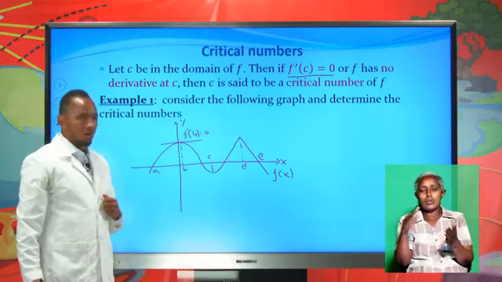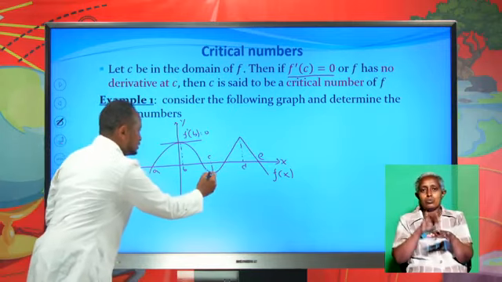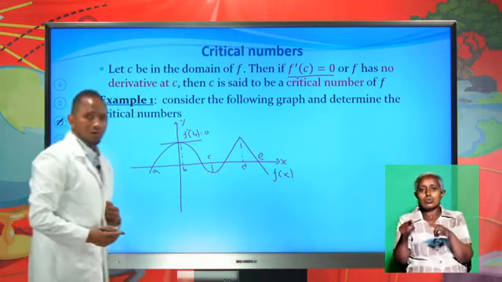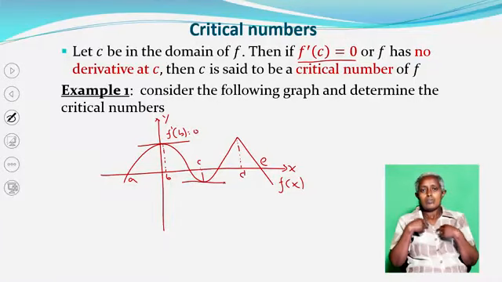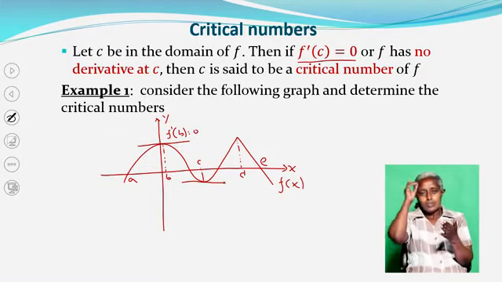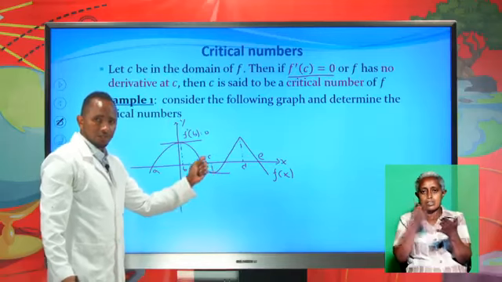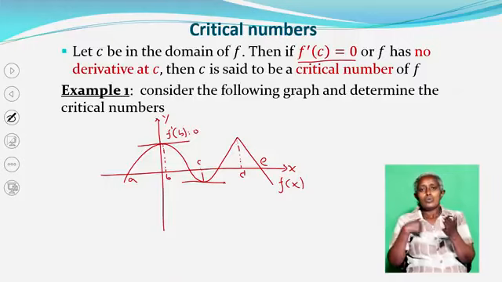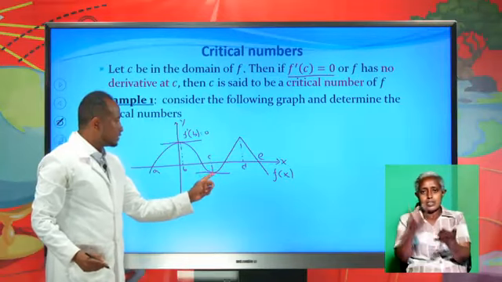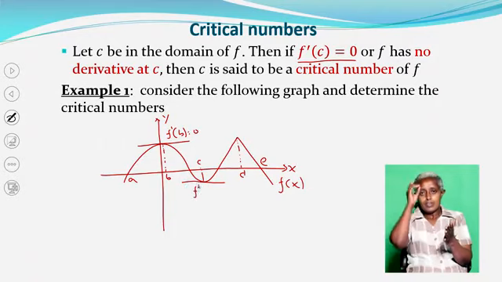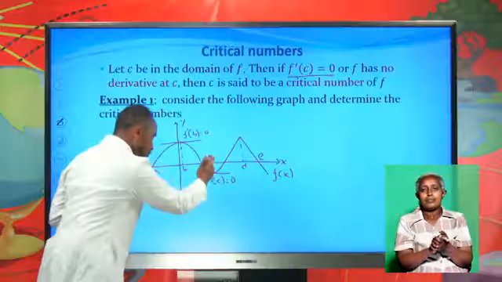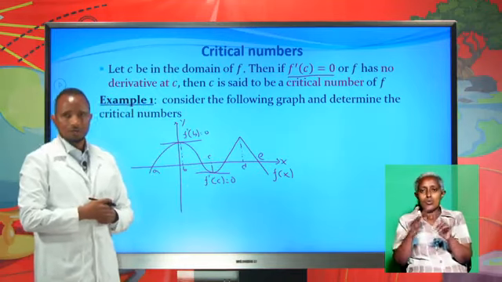Not only at this point, you can see this point also. If you draw a tangent line at this point, you will have a horizontal tangent line. Therefore, the derivative of this function at this point is 0. So we have another critical number here also. So here f derivative of the function at C is 0. So C is also another critical number.